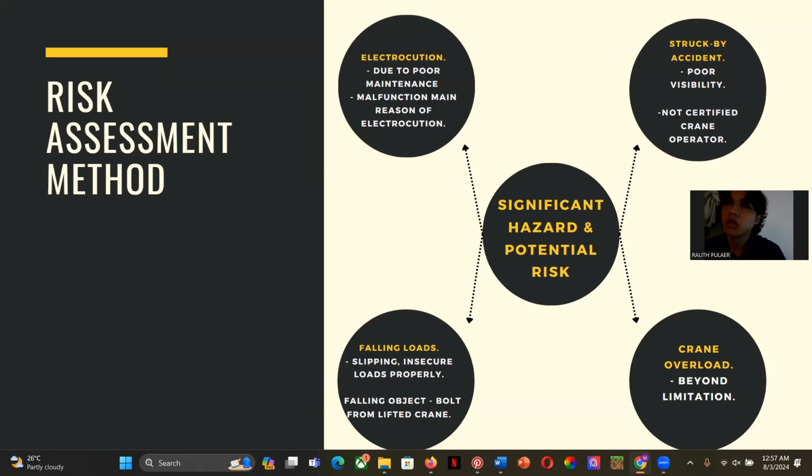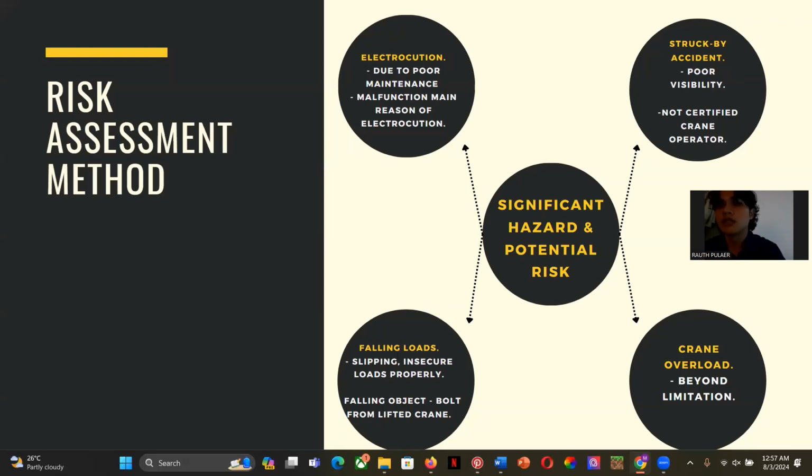Therefore, it would lead to electrocutions. The second one is struck-by accidents. This mainly points to the crane operator, and it is due to poor visibility. As a crane operator, there's not enough visibility because the surroundings are blocked by the crane itself, and there's no supervision on the sides to ensure that the areas are clear.